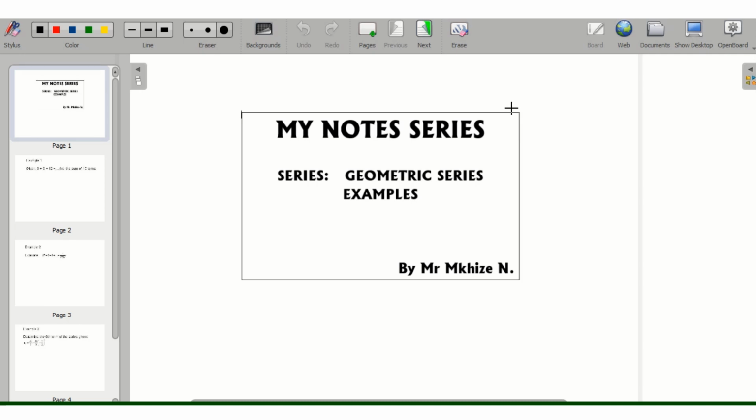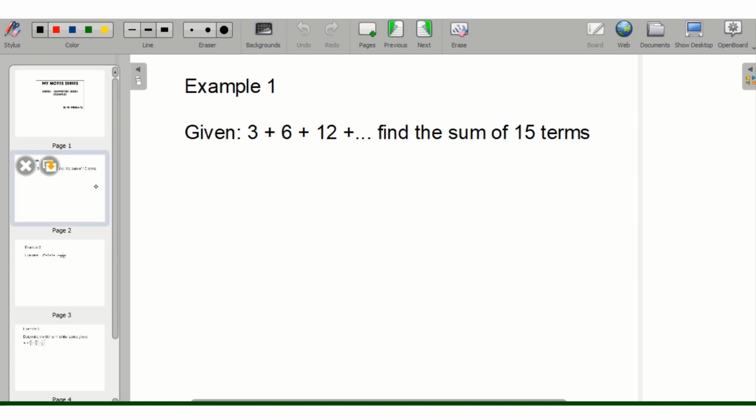Hello, so in this video we are going to be looking at geometric series examples. So the first one is we are given 3 plus 6 plus 12 and so on, and we are asked to find the sum of 15 terms of this particular series.